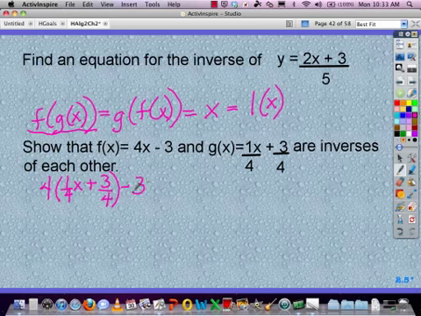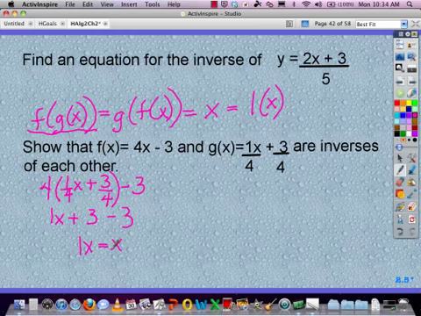Let's simplify so we can see what happens. And we would get 4 times 1/4 is 1x. 4 times 3/4 is 3. And then subtract 3 on the outside, and you can see 3 minus 3 is what remains. And we do get 1x, or just x if you like. So the first part, f of g of x, looks good. We came back and got what we started with, which was x.